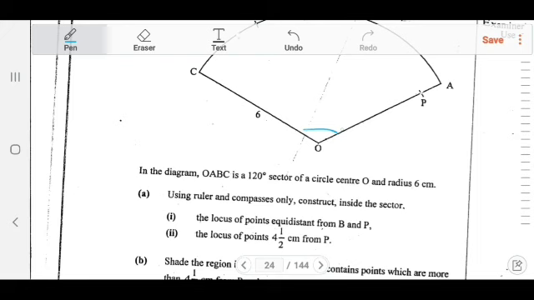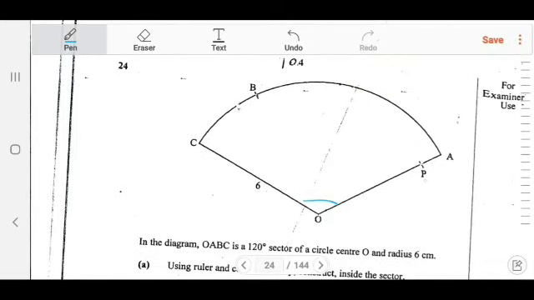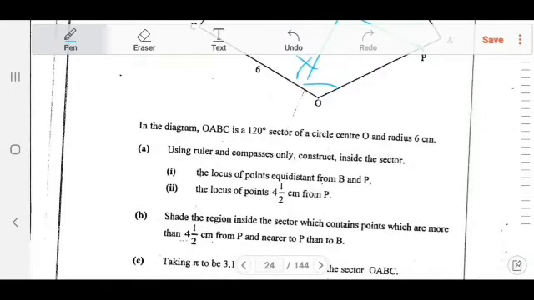Sector of a circle, center O, and radius 6. Using a ruler and compasses only, construct inside the sector the locus of points equidistant from B and P. So what you do is just bisect this line: your compass here, then your compass here, then you bisect like this. Then another one says what?